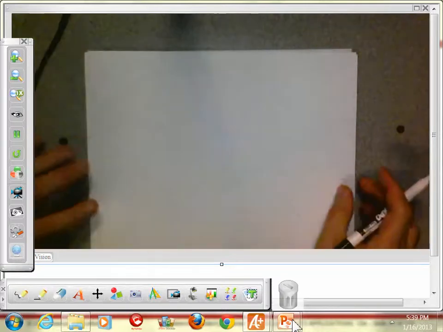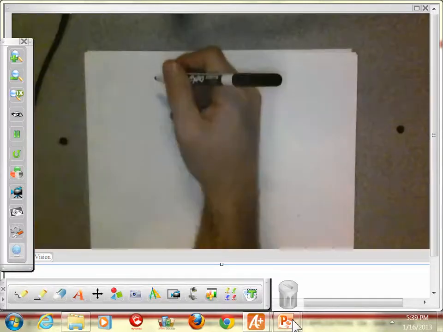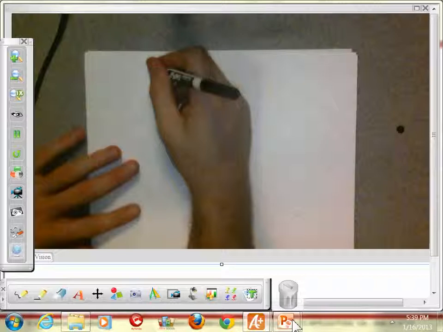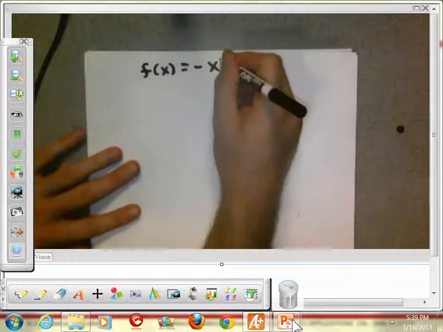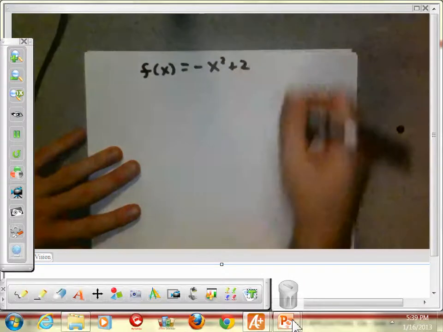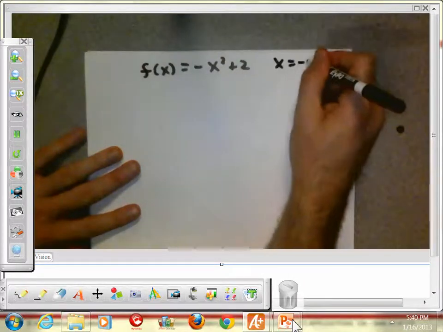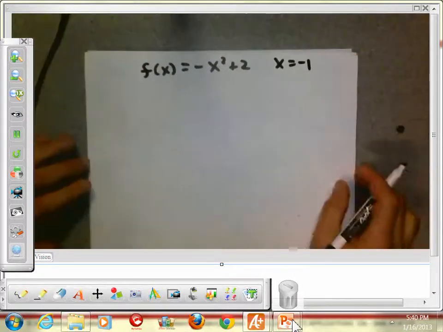Yeah. Here, I'll just start this one over. Sorry about that. It's hard to correct on the paper. Okay. All right. So as we have before, f of x is equal to negative x squared plus 2, right? And x is equal to negative 1.